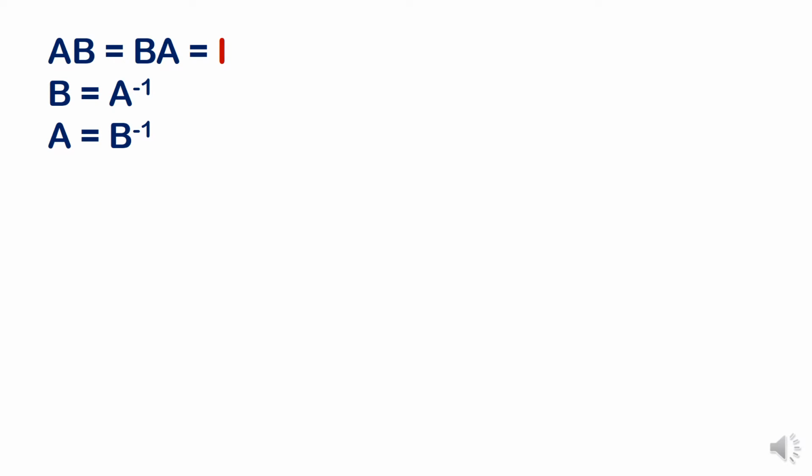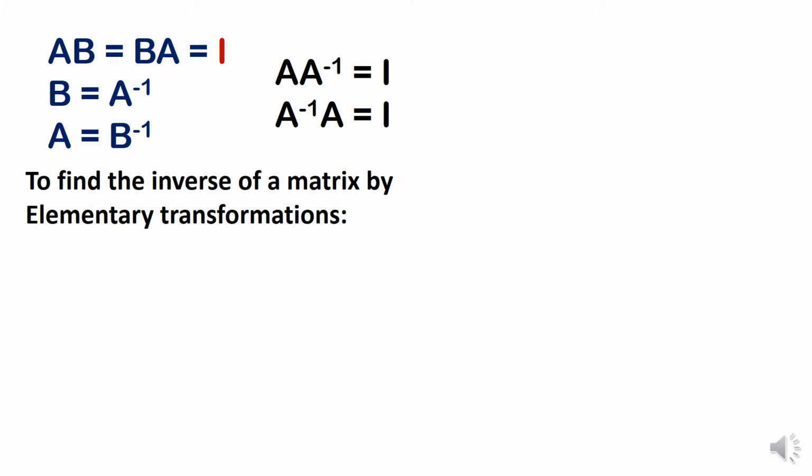We can also write it this way, that is A into A inverse is equal to I, or A inverse into A is equal to I. This we have seen in the last lecture. Now, how to find the inverse of a matrix by elementary transformations? There are two definite steps for finding the inverse. If we follow these steps, we will never go wrong in the process.